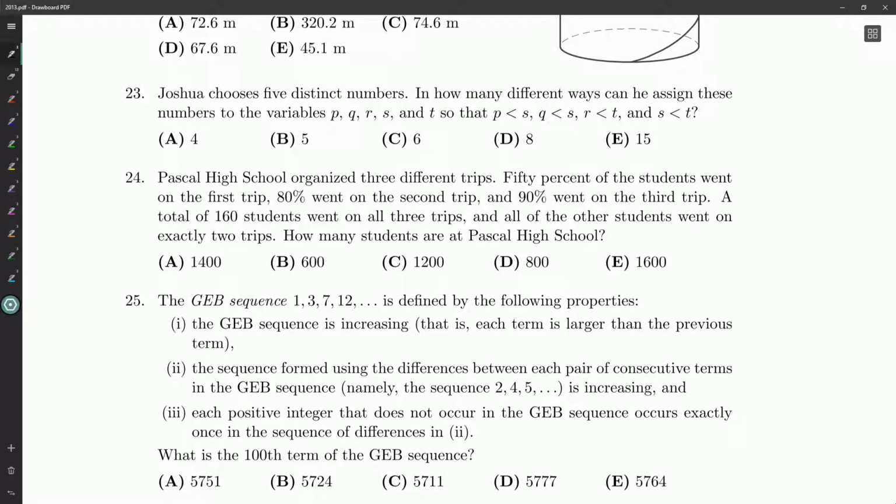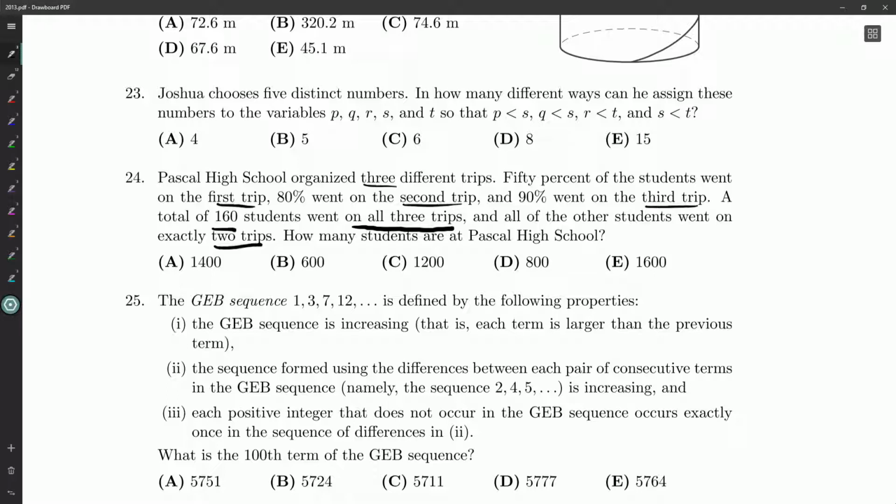We're looking at question 24 in this video. Pascal High School organized 3 different trips. 50% of the students went on the first trip, 80% on the second trip, and 90% of the students went on the third trip. A total of 160 students went on all 3 trips, and all of the other students went on exactly 2 trips. How many students are at Pascal High School? Okay.